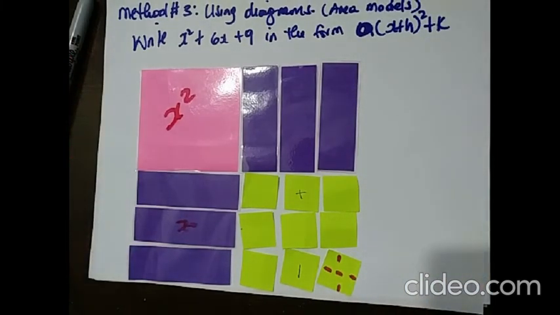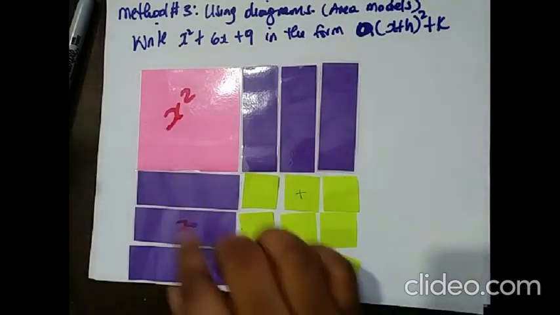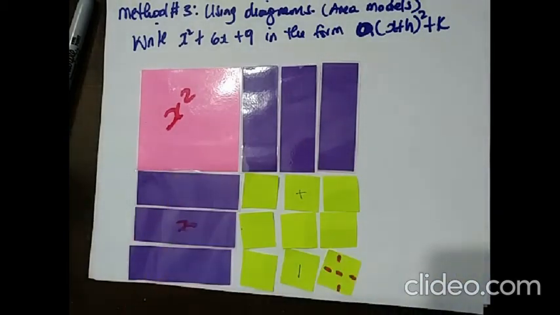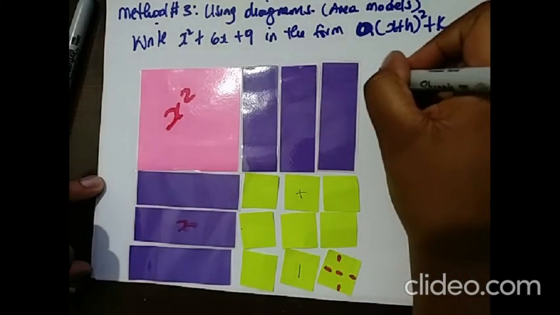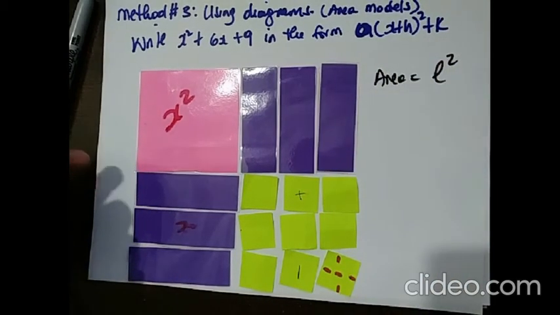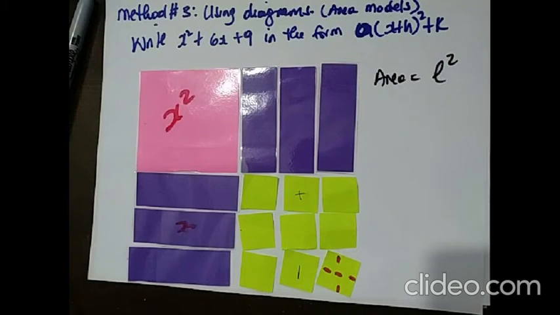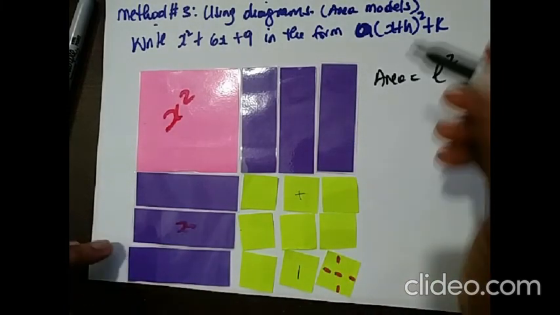Now, how do we put it in the form of a times x plus h squared plus k? Now we're going to find the area of our square here. What's the area of a square? The area of a square is length squared, or you could even say length times width, because the length is equal to the width and the width is equal to the length. So let's find our length.